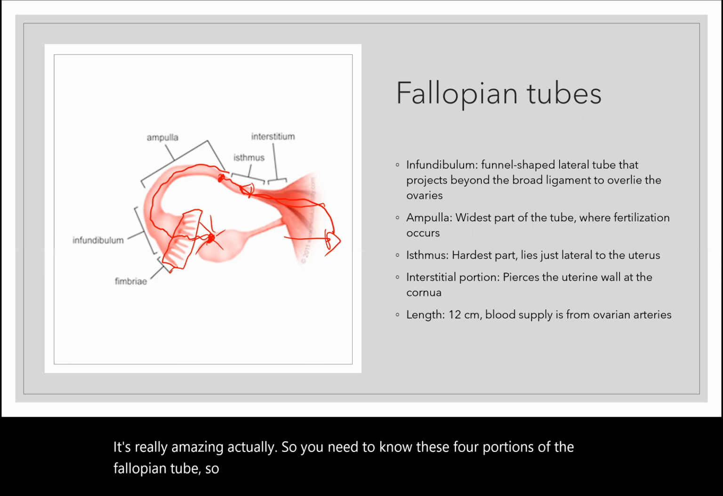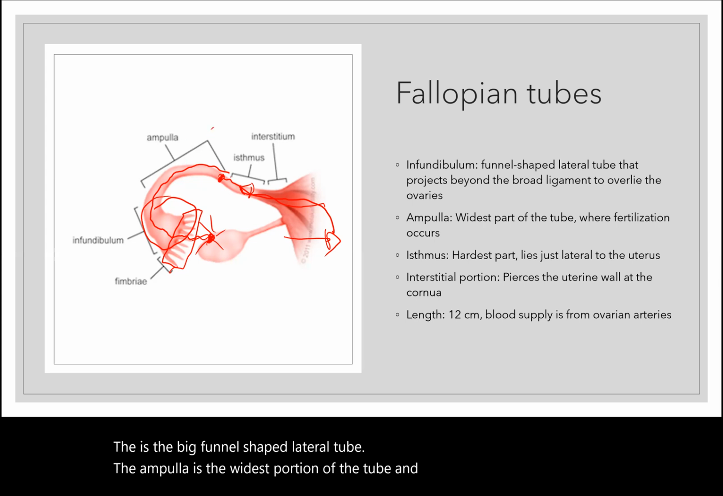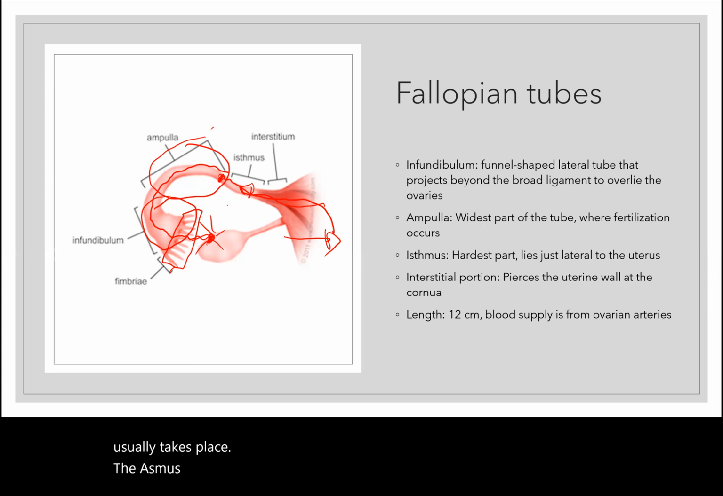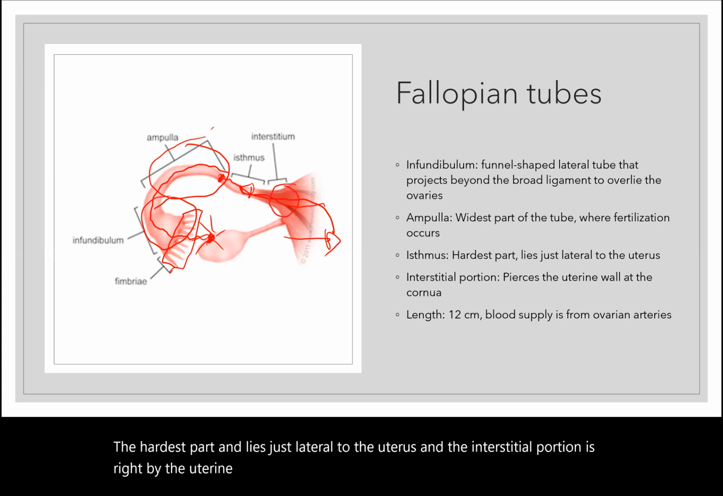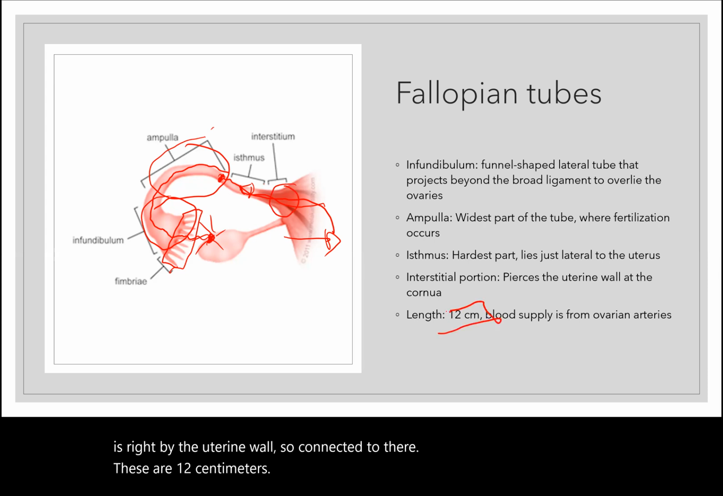So the fimbriae here are the hair-like projections. The infundibulum is the big funnel-shaped lateral tube. The ampulla is the widest portion of the tube, and this is where fertilization usually takes place. The isthmus is like the hardest part and lies just lateral to the uterus, and the interstitial portion is right by the uterine wall, so connected to there. These are 12 centimeters, and they get their blood supply from the ovarian arteries.